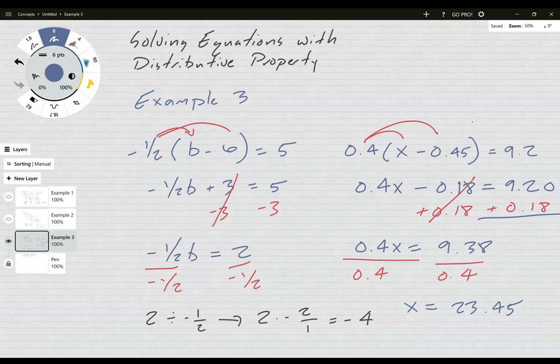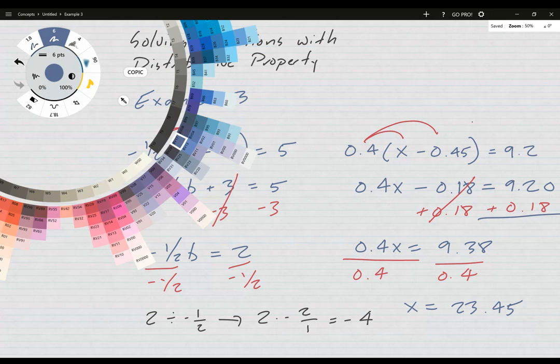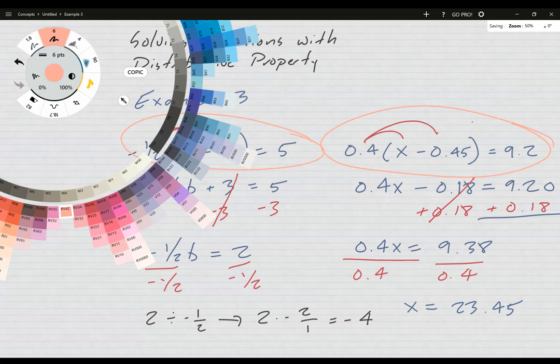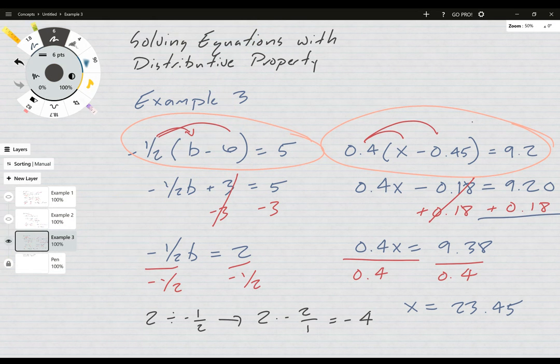So this is solving equations with distributive property. The only thing different is this section right here, when we are distributing our coefficient into the terms. After that, it should be pretty familiar because now you're just solving your two-step equation.